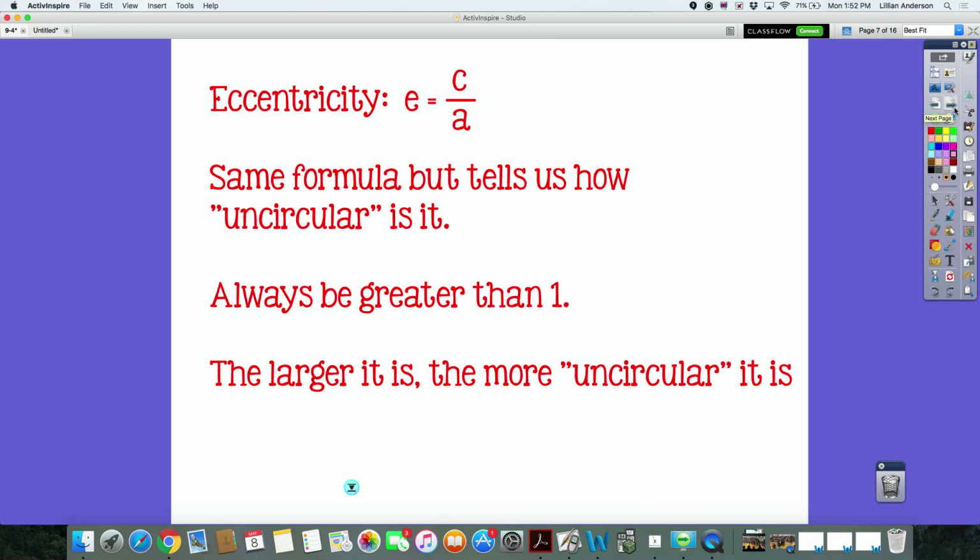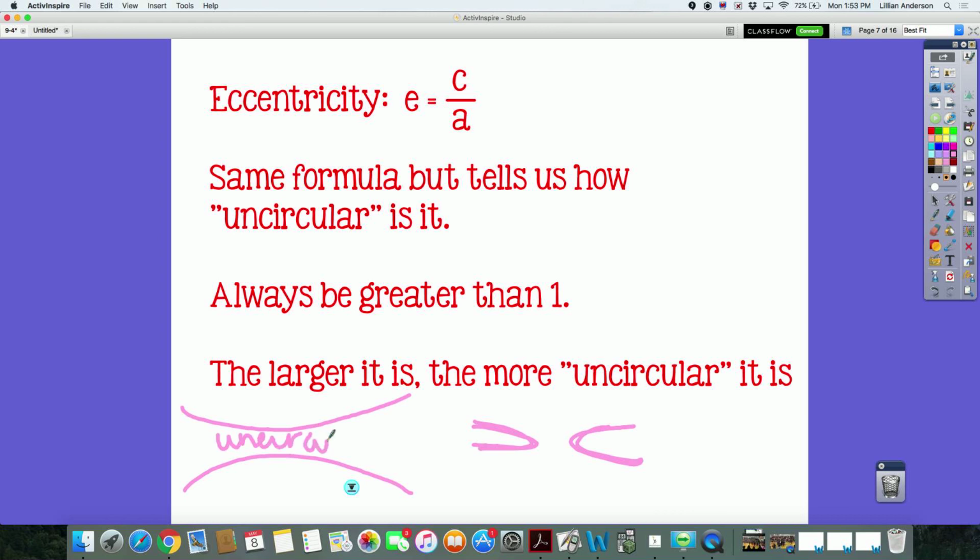Last little bit is your eccentricity is the same formula, E equals C over A. Unlike with ellipses, when it's for hyperbolas, it actually tells you how uncircular it is. It will always be a number that's greater than 1, and the larger it is, the more uncircular it is. So that means you can have a hyperbola that looks like this, like extra loose, or you can have a hyperbola that's like super, super tight.